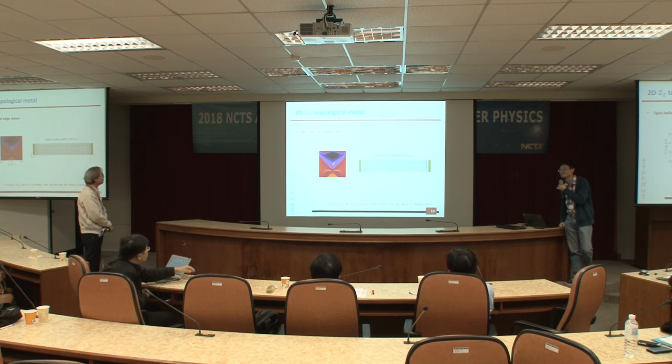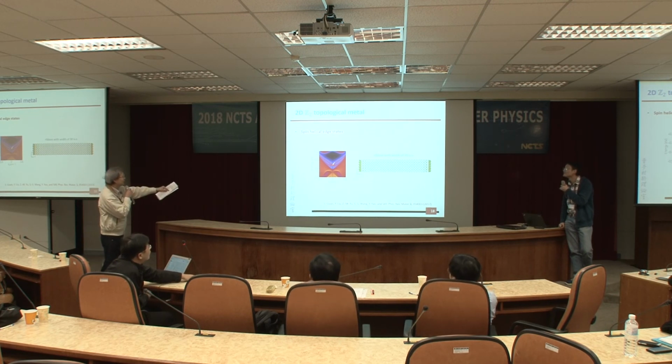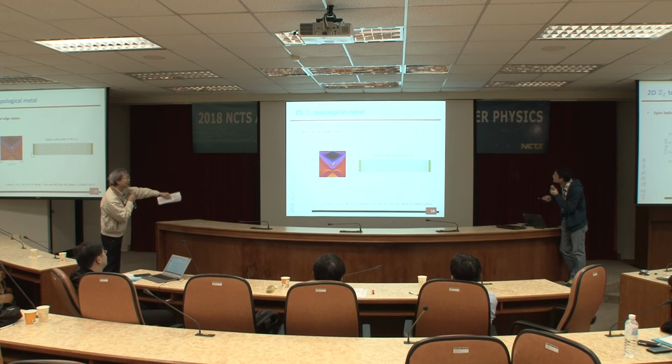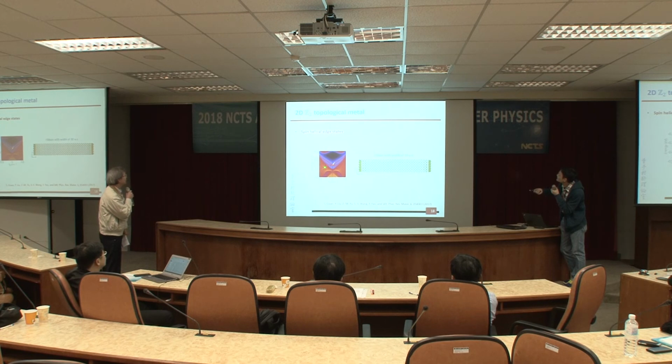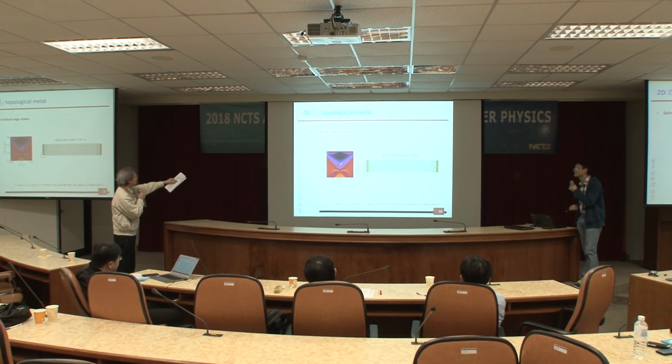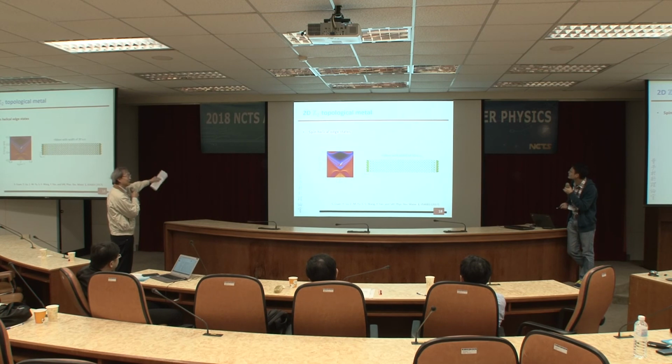Where is the zone boundary? Point 8 is the zone boundary. That point is not the zone boundary, so we didn't show it here. Here it still goes up. The bulk bands still go up. So the zone boundary is outside this figure. So do these two points go to the Fermi level or not?